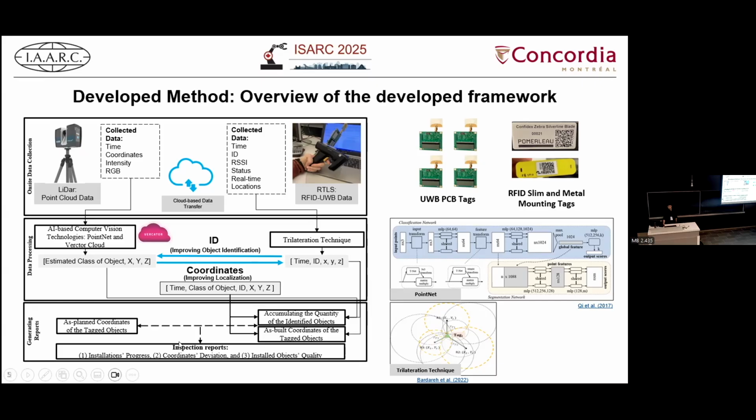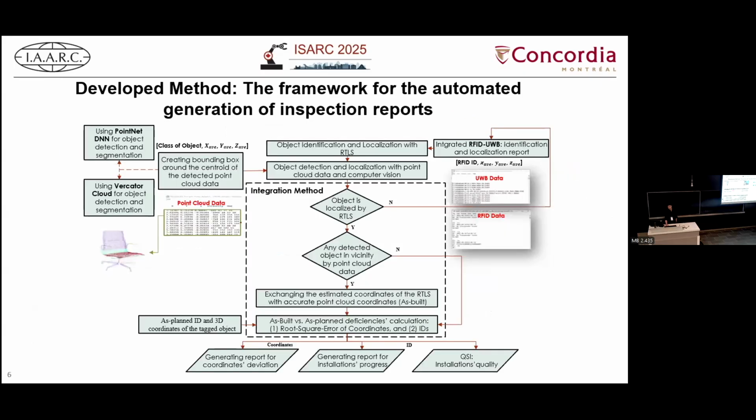Finally, the reporting part includes three reports. The progress report tells us about the quantities of the installation that has been done. The coordinates deviation is another report that tells us how accurately and how well the components have been installed. And finally, we have the quality QSI index that tells us the quality of the material used for the installation.